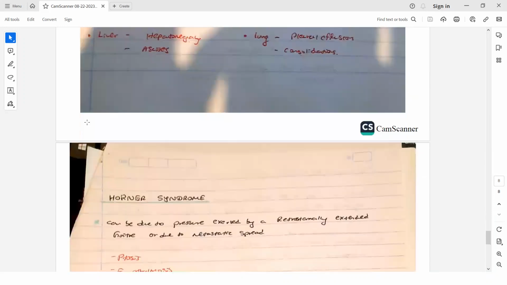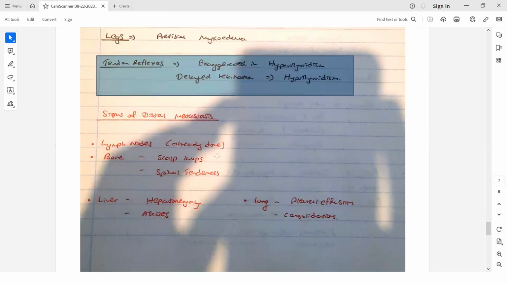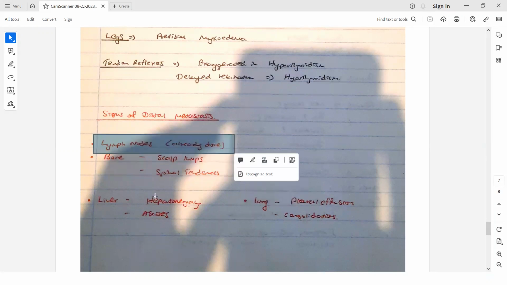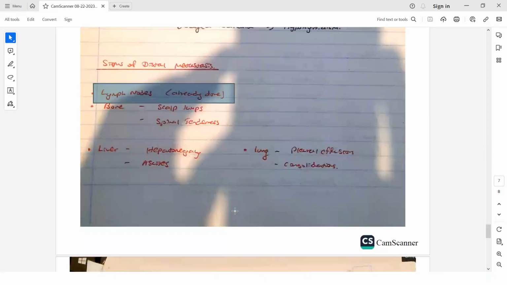Then signs of distal metastasis, your lung, liver, brain, bone. These you can offer, okay? But maybe scalp lumps you can palpate when you're palpating the thyroid from behind. At the same time, when you're feeling the lymph nodes especially, try and check any scalp lumps. Lymph nodes you already do when you're doing the thyroid examination proper. Liver, ascites, lung examination, those we can offer. I don't think you'll have time.